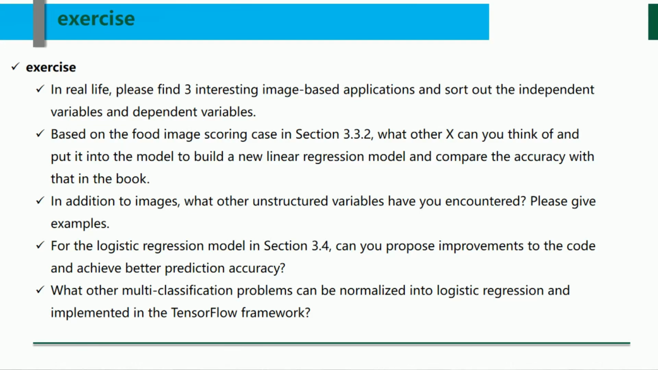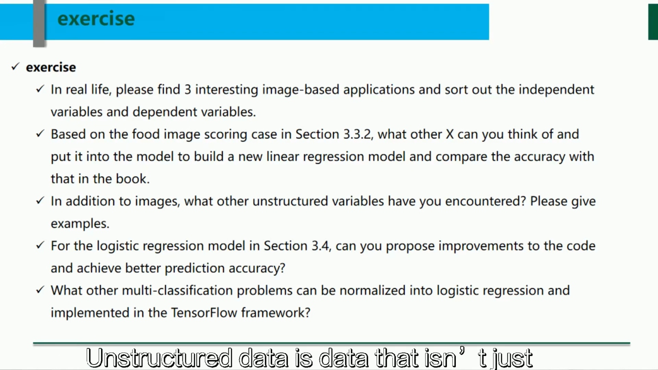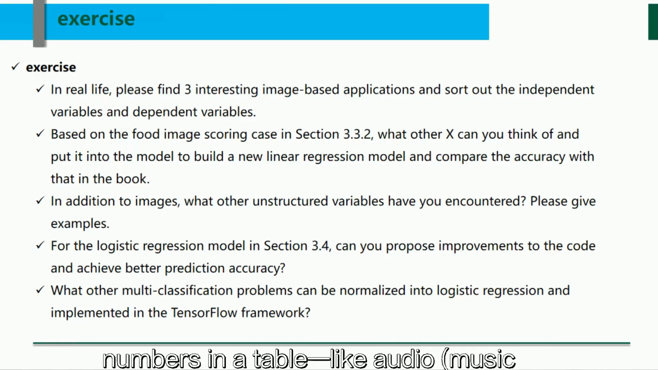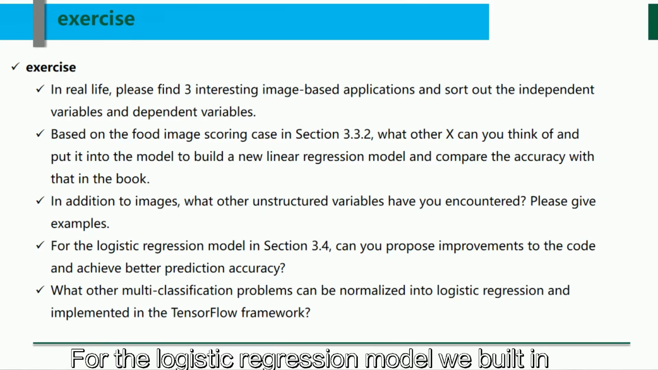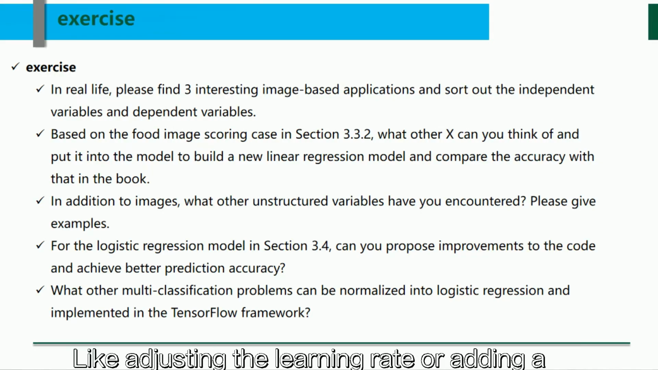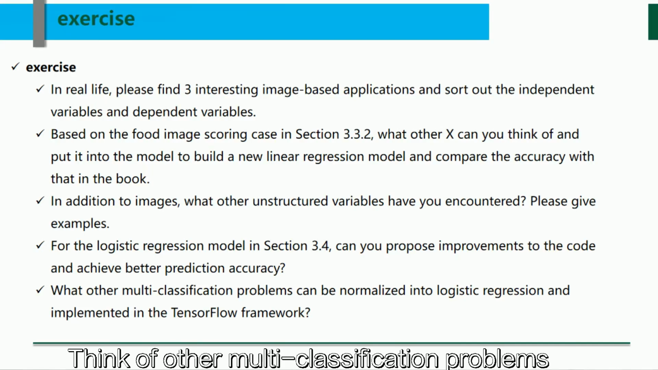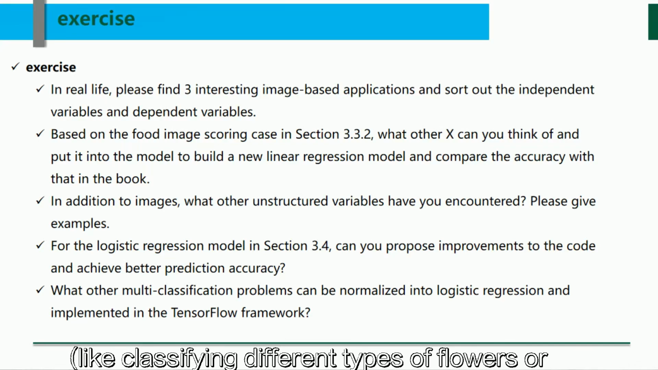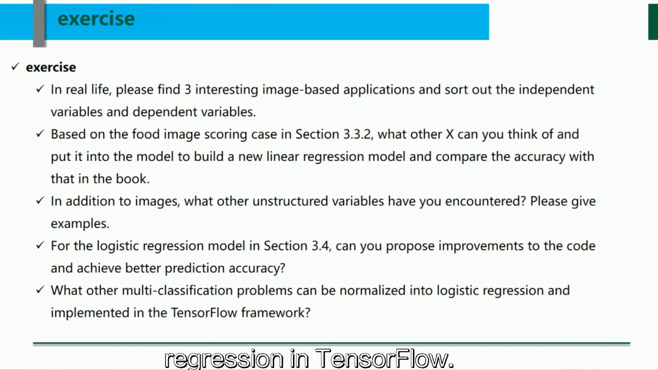Besides images, what other unstructured data have you seen? Unstructured data is data that isn't just numbers in a table, like audio, music, speech, or text articles and messages. Give examples for the logistic regression model we built in section 3.4. Can you think of ways to improve the code? Like adjusting the learning rate or adding a regularization term to make it more accurate. Think of other multi-classification problems, like classifying different types of flowers or animals, that can be done with logistic regression in TensorFlow.